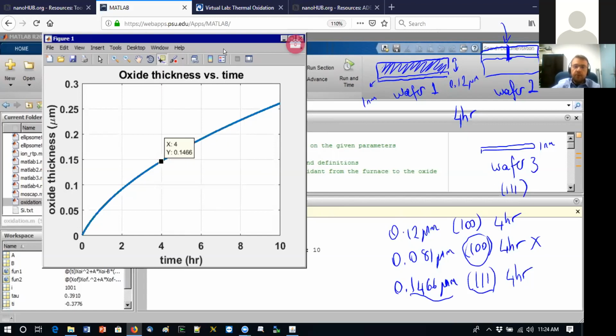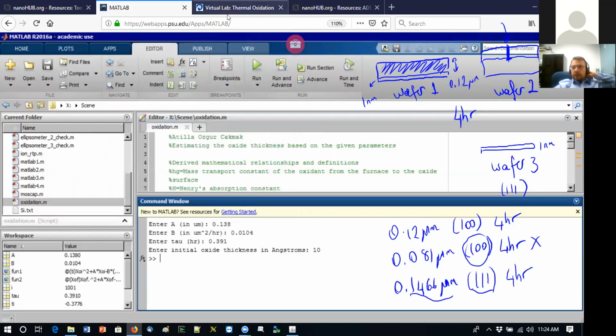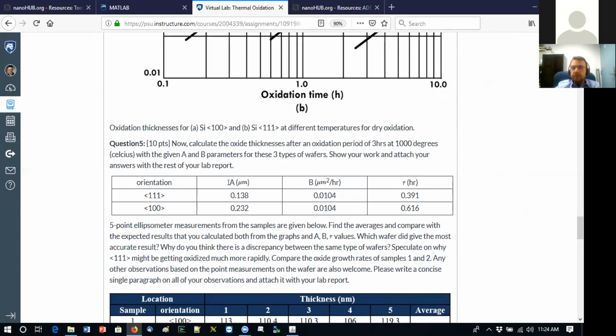Okay, I hope you will also do the ellipsometer measurements, and then you can use this code and estimate how much you were expecting. But of course, I would like to remind you that these A, B, and tau parameters may not exactly match your furnace modeling over there at Norfolk, so it might be a little different. But I'm expecting not so different results as well. So that kind of concludes the thermal oxidation.